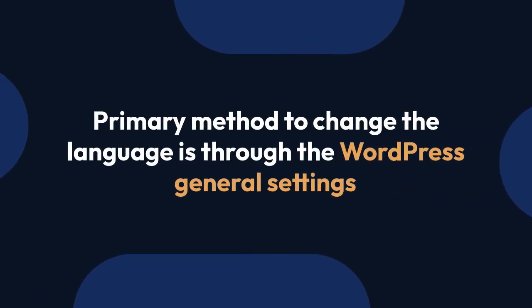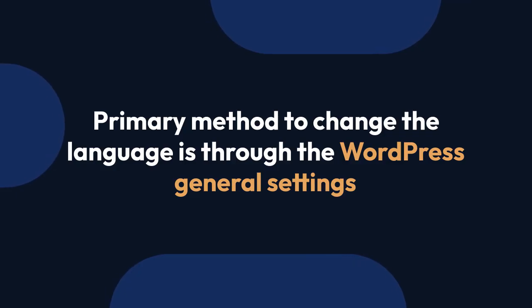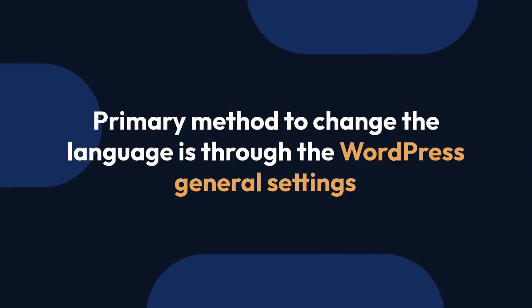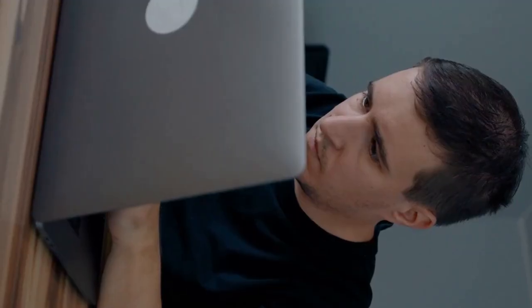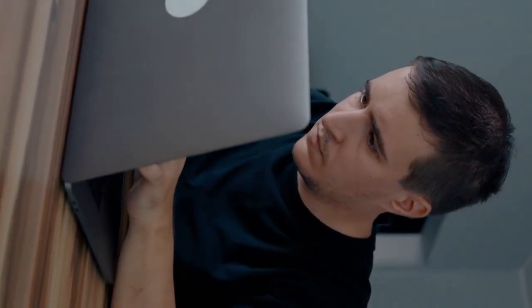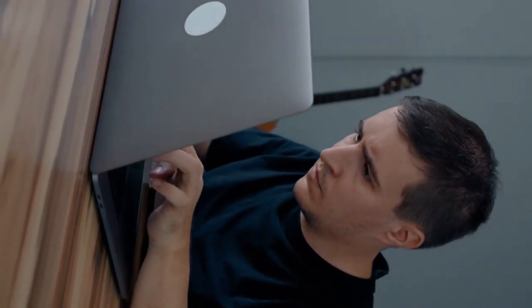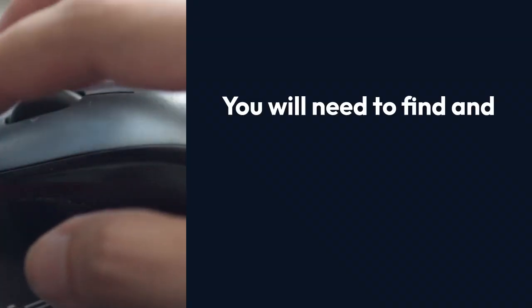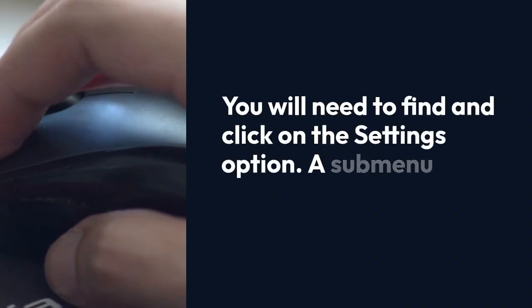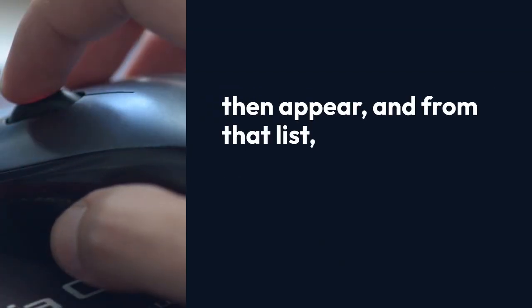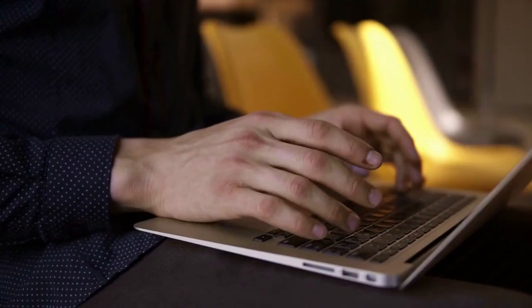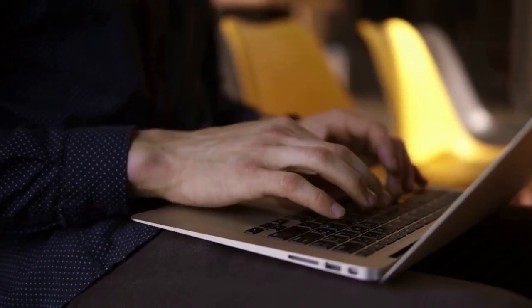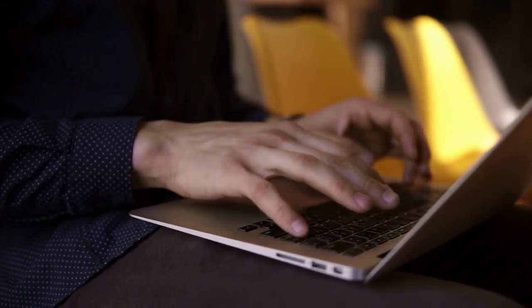The primary method, which changes the language for every user on your site, is done through the WordPress general settings. First, you need to log into your WordPress dashboard. Once you are in, look at the vertical menu on the left side of your screen. You will need to find and click on the settings option. A submenu will then appear, and from that list, you should select General. This will take you to the General Settings page where you can configure the basics of your site.